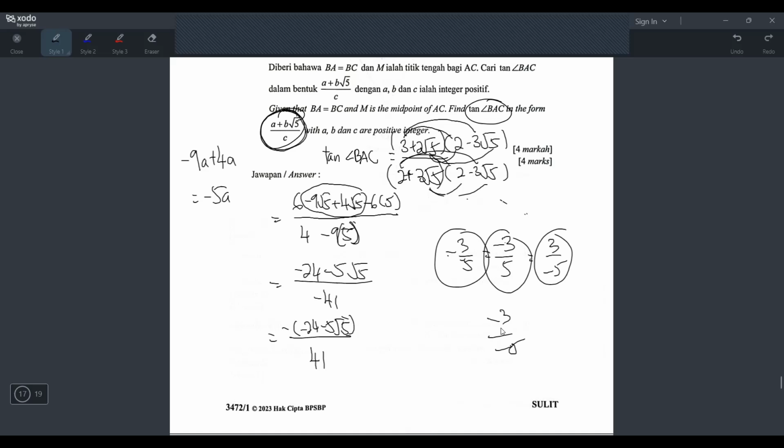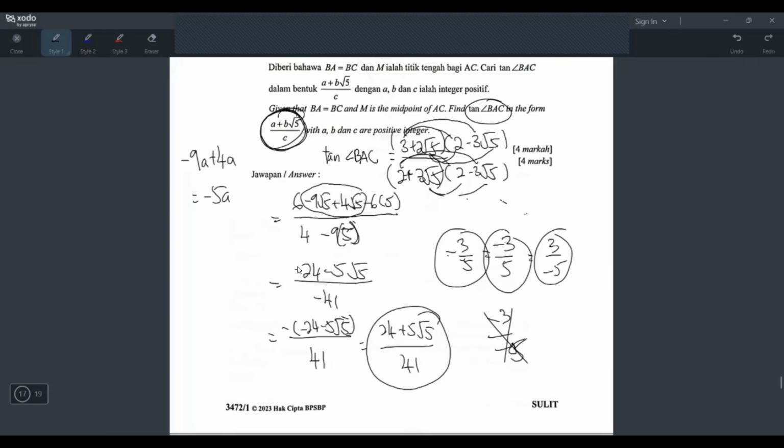But you don't write like this. If you write like this, then it's wrong. Because you write like this, it becomes positive already, right? So you can write up or down, right? So what I will do now is the negative at the bottom, I write here. So now it will become what? When you open the bracket, it will become 24 plus 5 square root 5 over 41. So this is your answer. So all the ABC are positive integers, right?